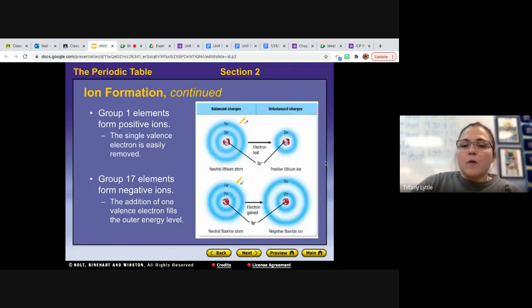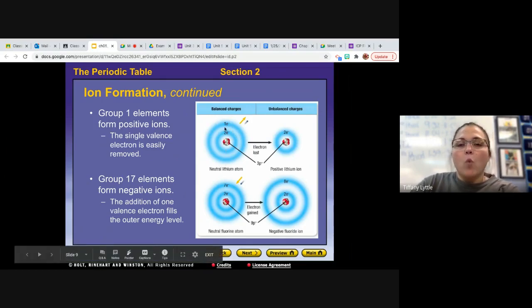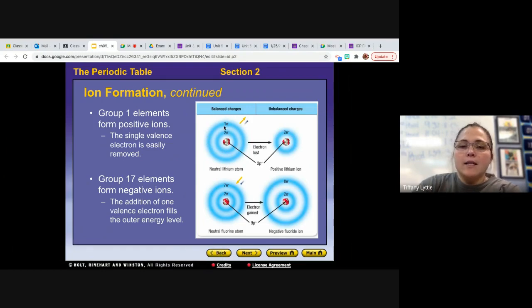Group 1 elements form positive ions. And so elements in group 1, like we just said, have 1 valence electron. And so it is easier for that atom to give away 1 electron than to gain 7. So the single valence electron is easily removed.